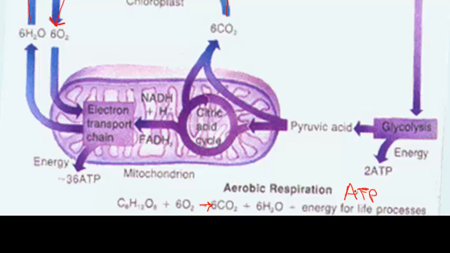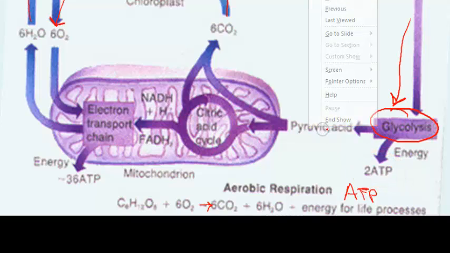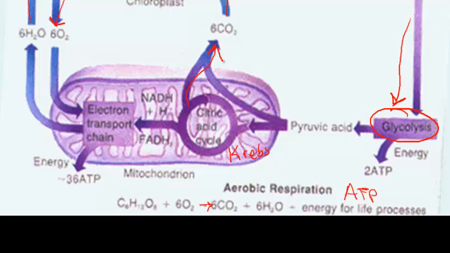Okay, so here's my glucose coming in. It's going to go through the process of glycolysis. If you go back to a previous slide, make a couple of ATP, convert it to pyruvic acid. It's going to come into the citric acid cycle, which is also called the Krebs cycle. When it goes to the Krebs cycle, the main thing it's going to give off is carbon dioxide, which will go to the dark reaction.